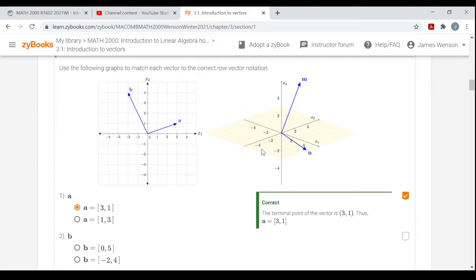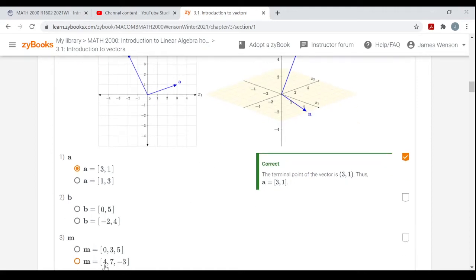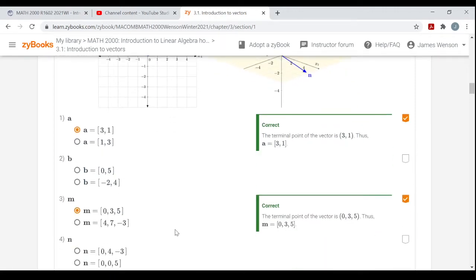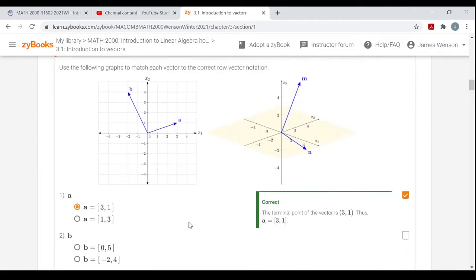0, 3, 5. So 0 in the x1 direction, then 3 in the x2 direction, and then 5 up in the x3 direction. It looks like 0, 3, 5 works. Because look at the other one, 4, 7, negative 3. That'd be 4 in the x1 direction, 7 in the x2 direction, so somewhere off here, and then negative 3, that'd be down. You'd be somewhere over here, if you were actually representing this on this page. So the only one that makes any sense is 0, 3, 5, based on the picture that's drawn. And I'll leave vector n to you.